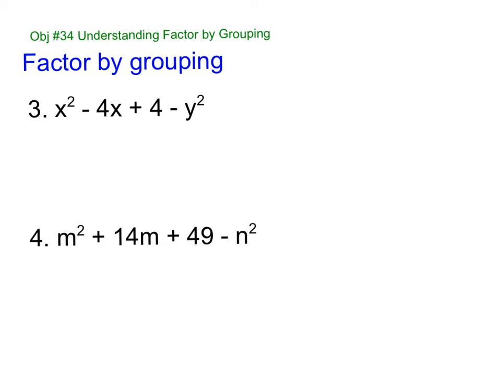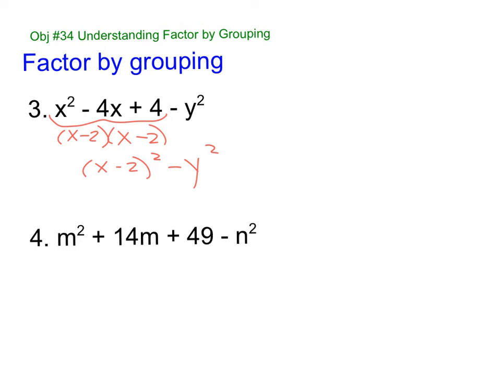Let's see. This one. So now when I try this, I got x times x minus 4. But then this doesn't work, so that's not right. So I try the first 2, second 2, and it's not working. So now I'm going to look at, can I do a 3 and a 1? And these 3 together, that's x minus 2 times x minus 2, which is x minus 2 squared, minus y squared. Now that is the difference of 2 perfect squares.